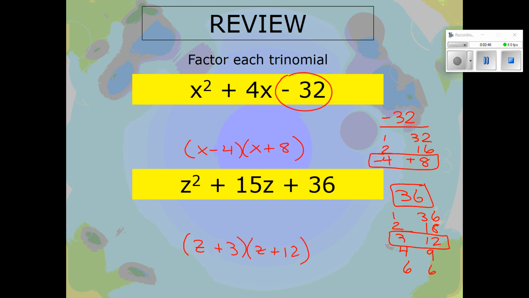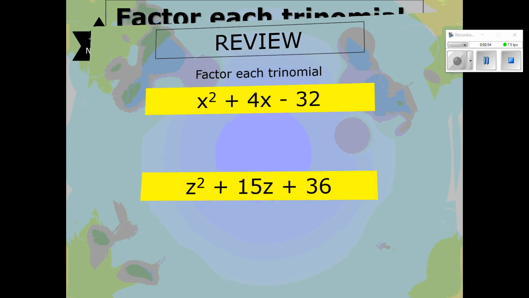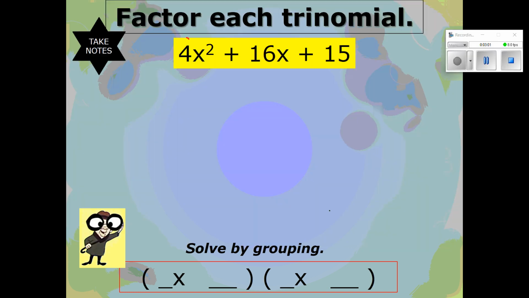So I hope that brings back to your memory the things that we were doing on factoring trinomials where the leading coefficient was a 1. Today we're going to be factoring trinomials again, but this time the leading coefficient, we call it the A term because it's in front of the first term, is not a 1.